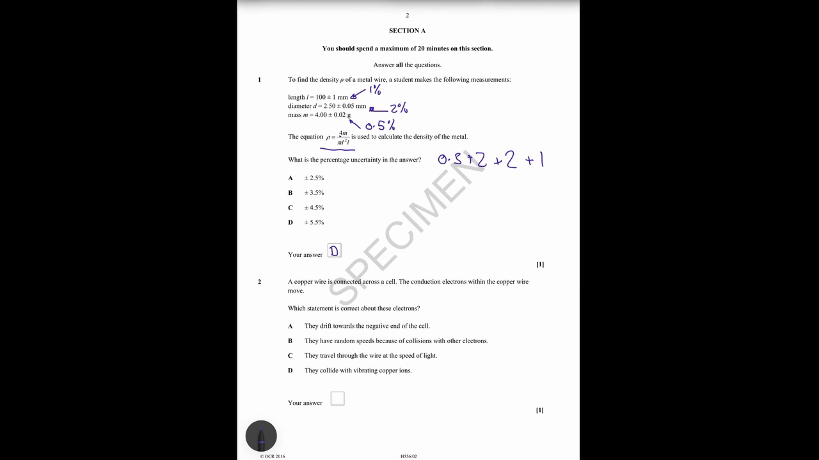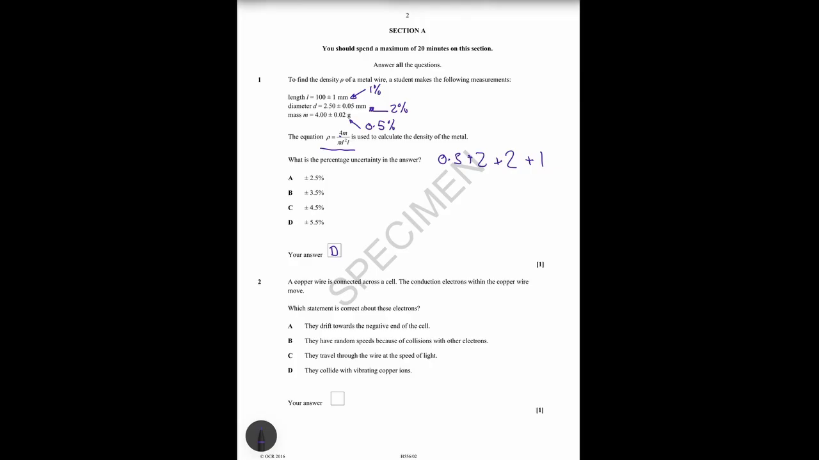Okay, now for question 2, just remember the philosophy that if it just says which statement is correct, don't just pick the first one that looks correct, because they purposely put tricks in there so that they all seem correct. So I want to go through all of them, and if I think it's incorrect, I'm going to say why it's incorrect. So which statement is true about the electrons?